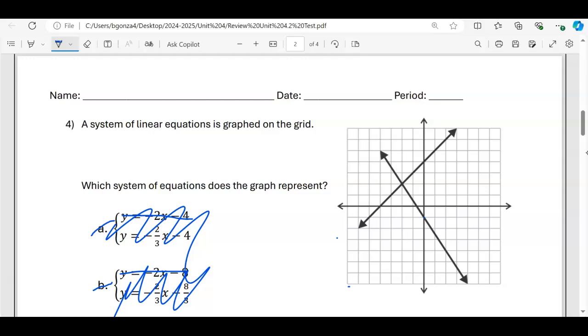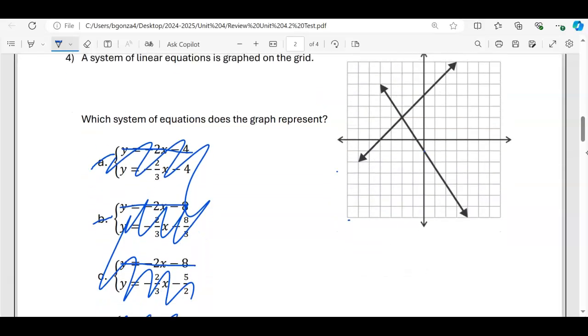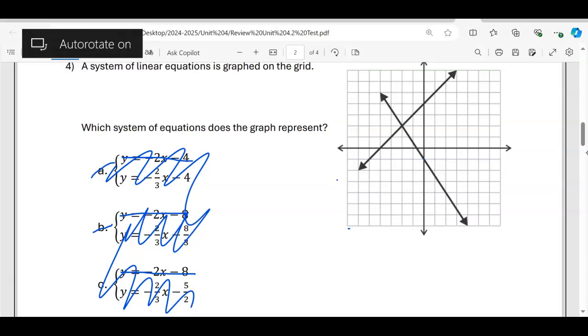Here's my graph. Let's write two equations from this graph. Sorry, that was my mistake. Didn't change the answer choices. That's an L. Mr. G takes the L.